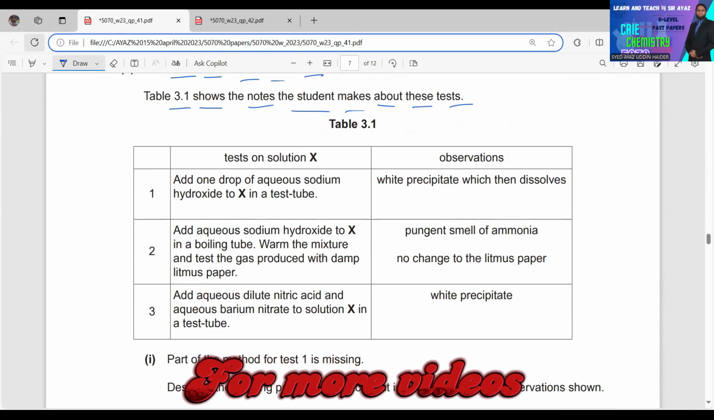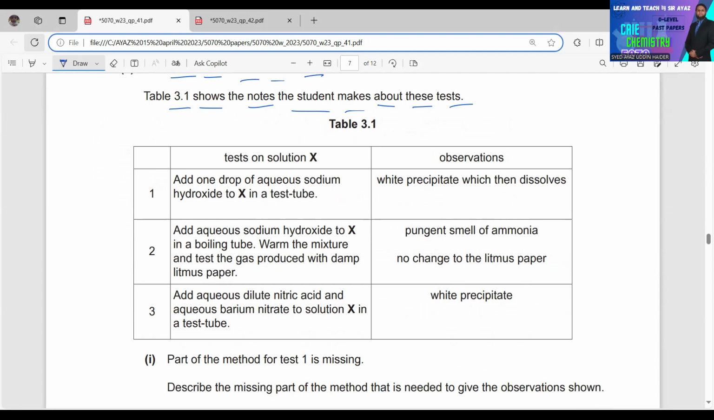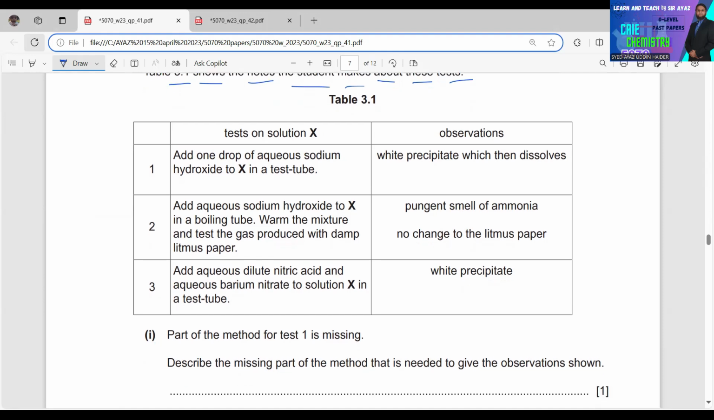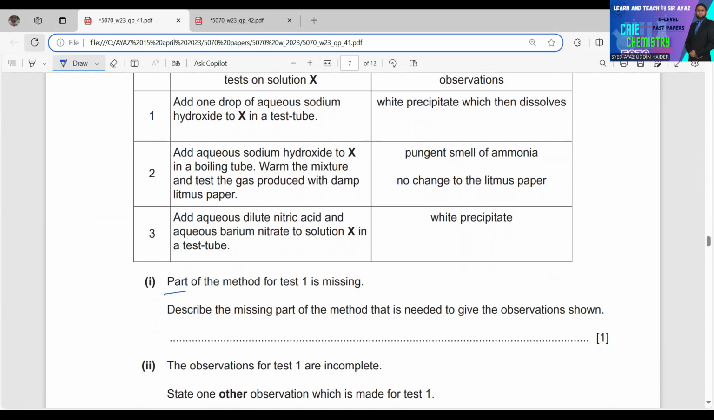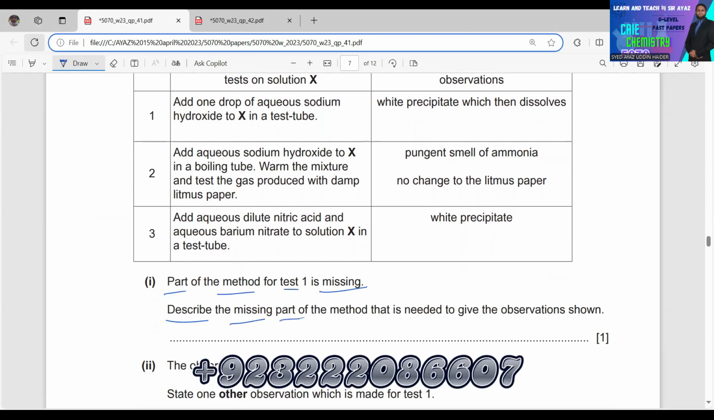Test 2: add aqueous sodium hydroxide to X in a boiling tube, warm the mixture and test the gas produced with damp litmus paper. Observations: pungent smell of ammonia, no change to the litmus paper. Test 3: add aqueous dilute nitric acid and aqueous barium nitrate to solution X in a test tube. Observation: white precipitate. Part of the method for test 1 is missing. Describe the missing part of the method that is needed to give the observations shown.